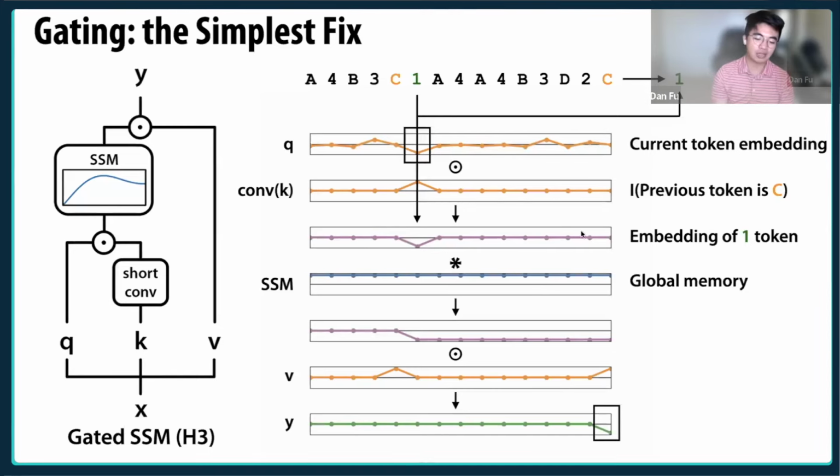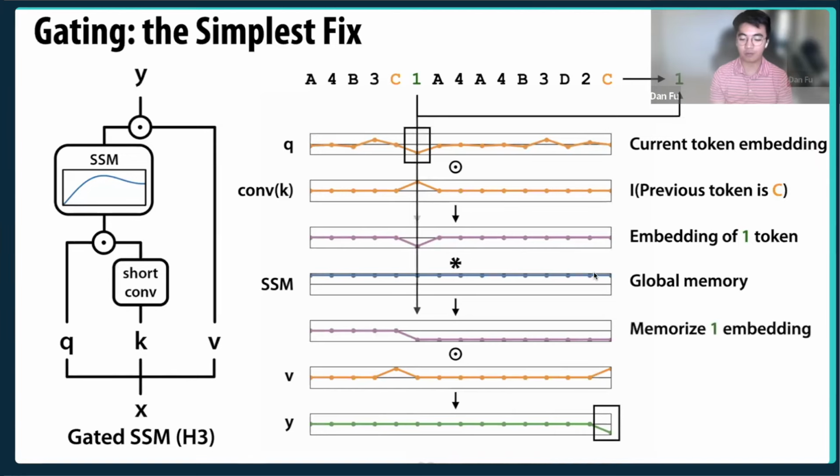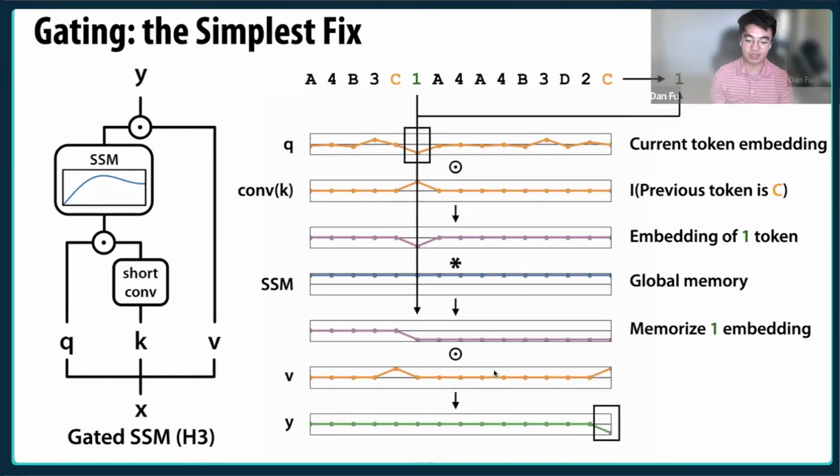What's interesting is you take this purple curve, convolve with this blue curve, and now you've successfully memorized the value of that one embedding for the rest of the sequence.